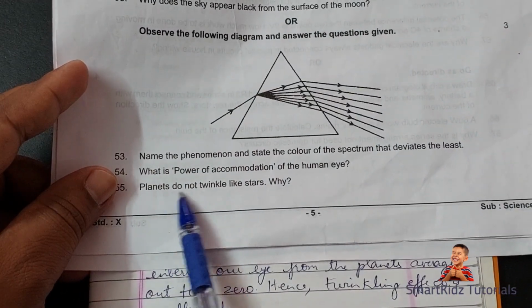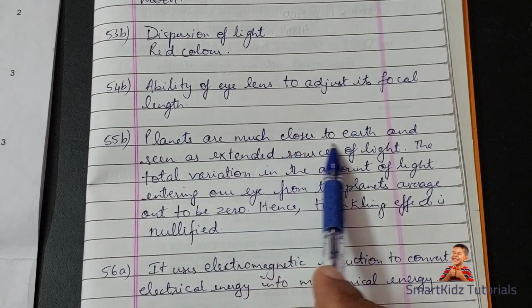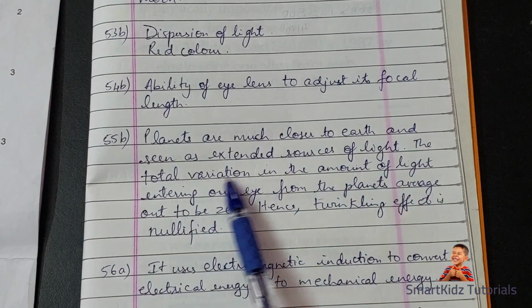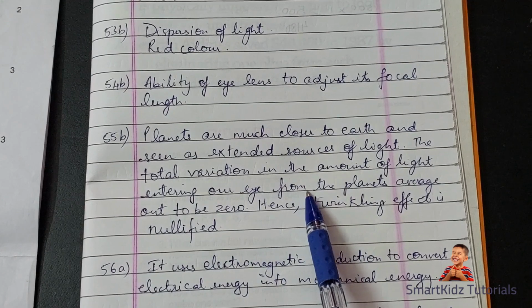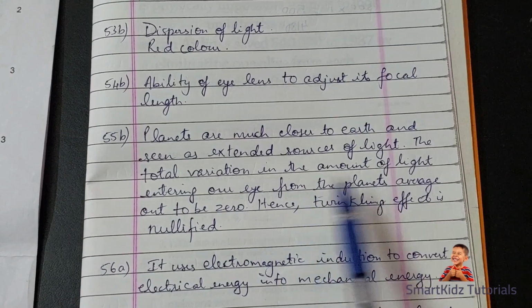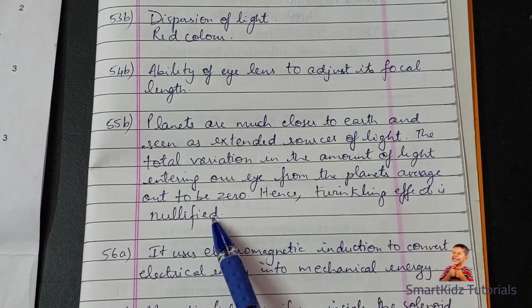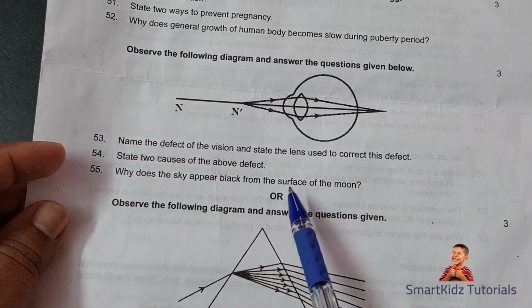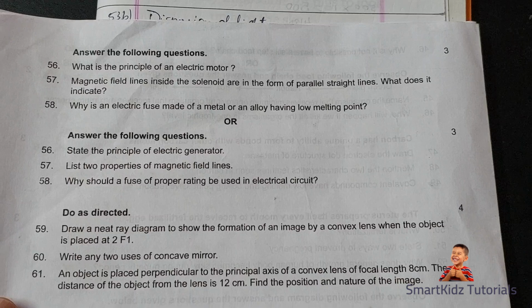Then, planets do not twinkle like stars. Why? Planets are much closer to Earth and seen as extended sources of light. The total variation in the amount of light entering our eye from the planets averages out to be 0. It has become 0. Hence, the twinkling effect is nullified. That is why we don't find the planets twinkling. Okay? So that is the answer to this question.